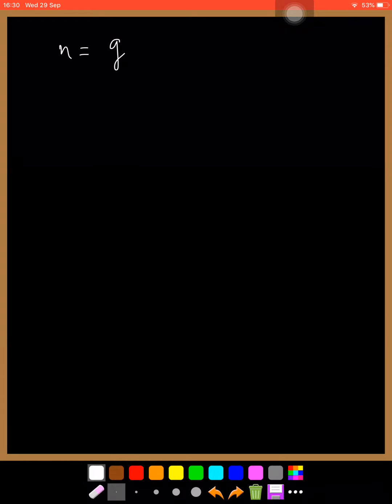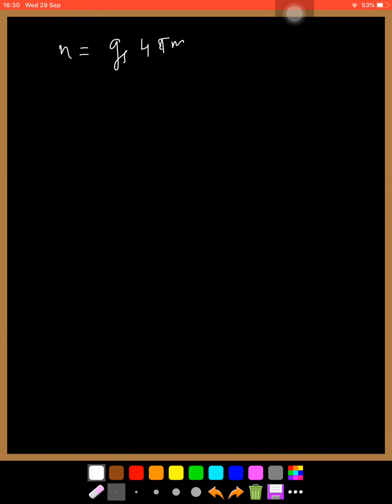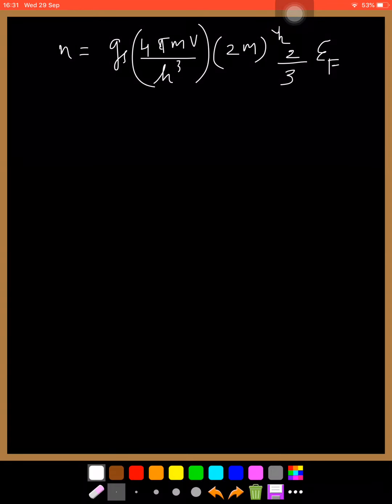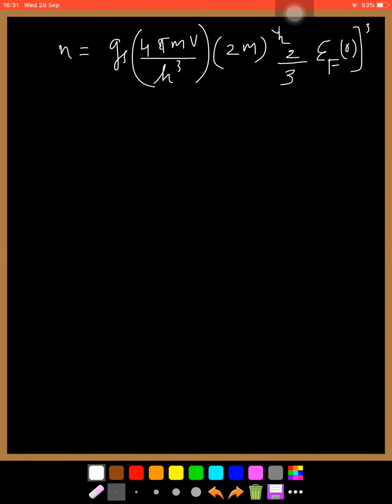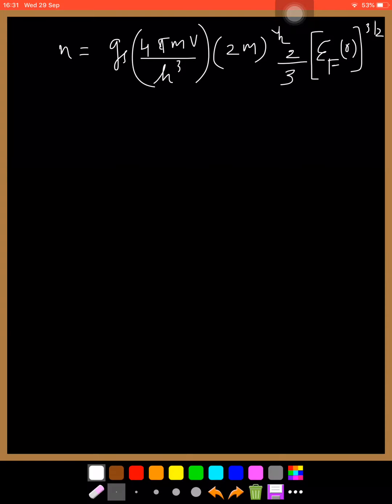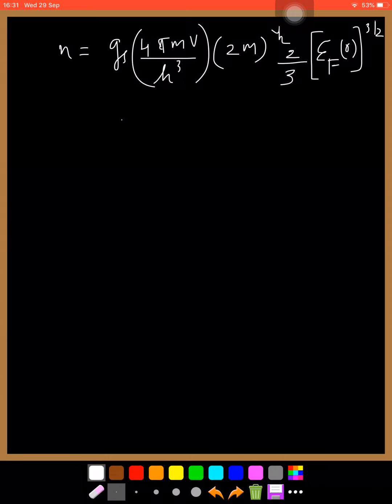So when we calculate, this will be N is equal to gs 4πmV by h cube, then (2m) raised to half, 2/3, EF0 raised to 3/2. അപ്പോൾ ഇതിനെ റൈറ്റ് സൈഡിൽ EF0 റേസ് ടു 3/2 ആണ്. എല്ലാ ടേമിനെയും റേസ് ടു 2/3 എടുക്കാം. ദെൻ വി ക്യാൻ ഫൈൻഡ് EF0.